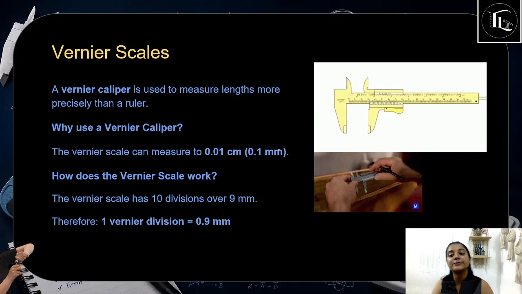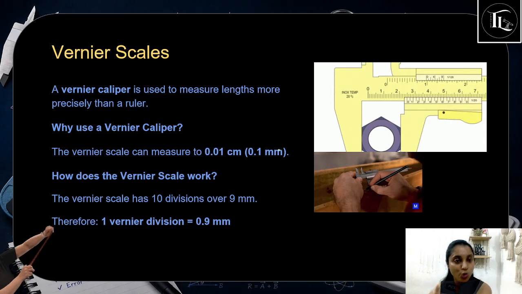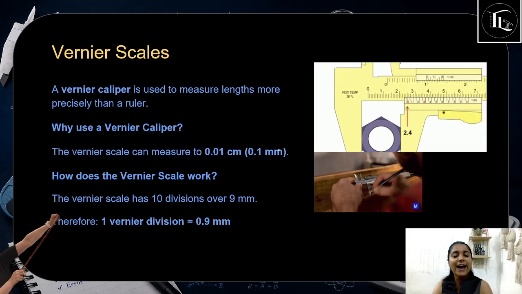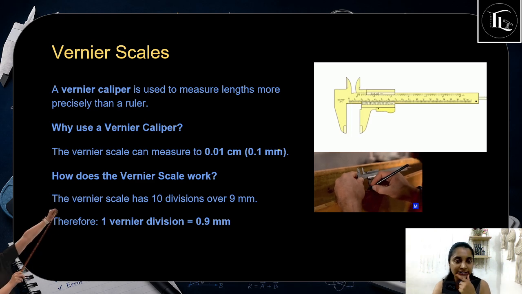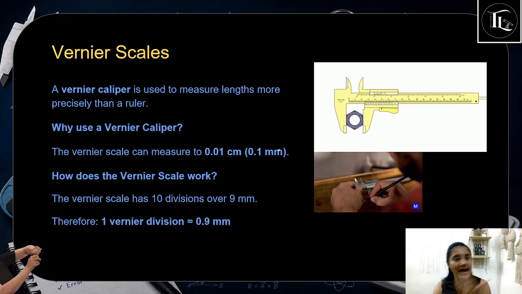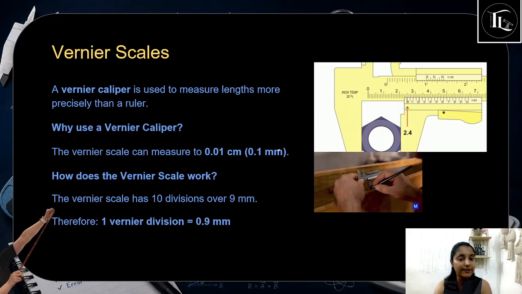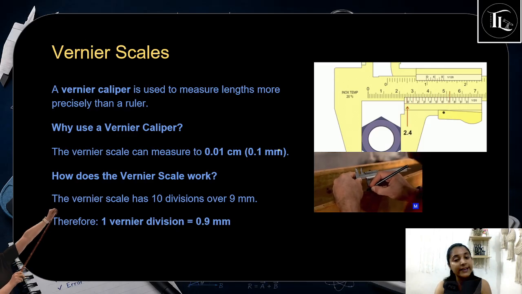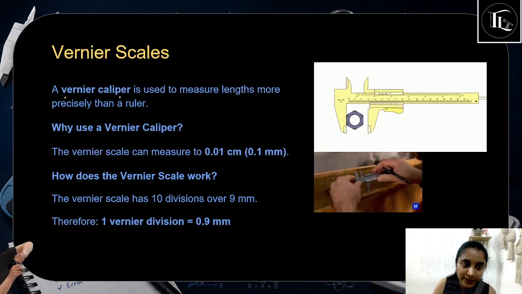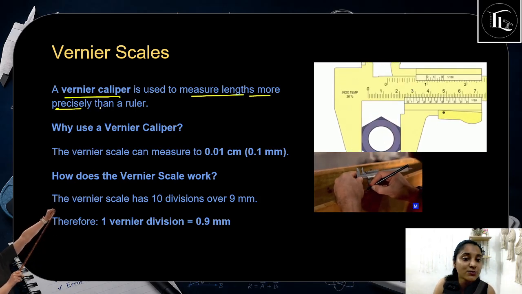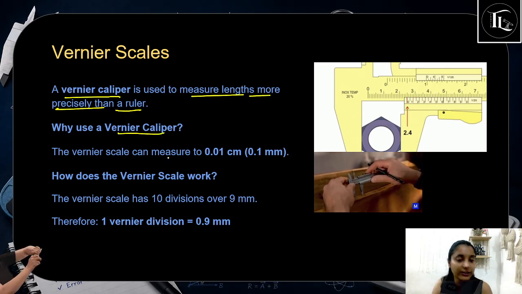Now we have two more important things to discuss here, that is the vernier scale and the screw gauge. See, we have the simple ruler and other meter scales, and they are useful. It's not like they are not useful. But the thing is, they are not able to give us readings which are more precise than that. So we have the vernier caliper, which is used to measure lengths more precisely than a ruler. And that is the very reason why we're using the vernier caliper.